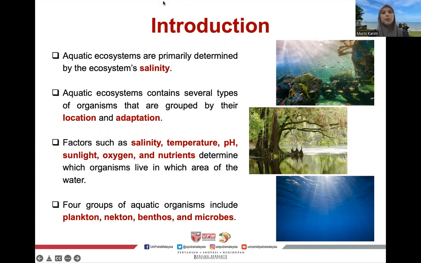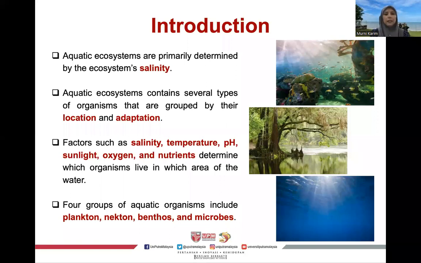So, the aquatic ecosystem. You know that our earth is 75% covered by water. So that is the aquatic ecosystem. How you determine the difference between aquatic ecosystems is always based on their salinity. That's why in aquatic environments we have freshwater, marine water, and brackish water. We have air tawar, air masin, and also air payau.